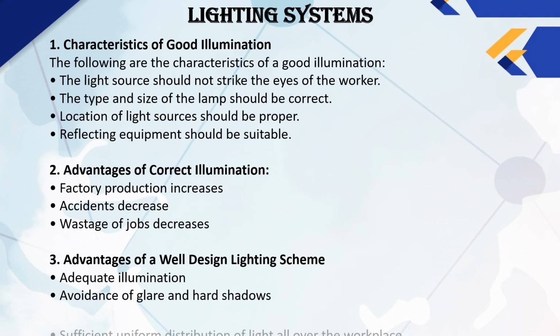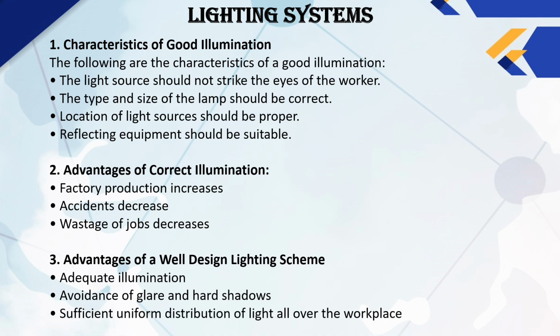And third, sufficient uniform distribution of light all over the workplace. So, sufficient uniform distribution of light throughout the workplace ensures that all areas receive consistent illumination, reducing the likelihood of dark spots or overly bright areas. This balance enhances visibility and comfort, allowing workers to move and perform tasks without difficulty. It also promotes safety by making hazards easily visible and contributes to a more pleasant work environment.